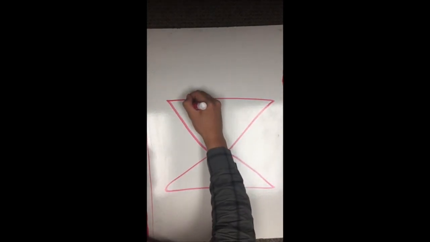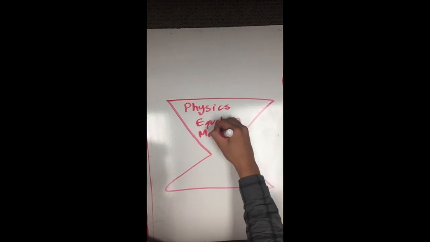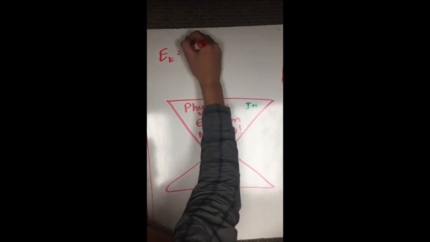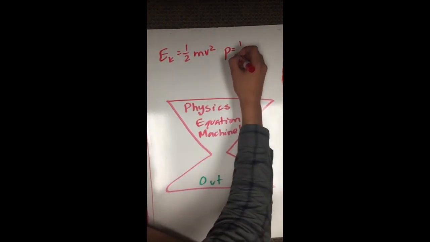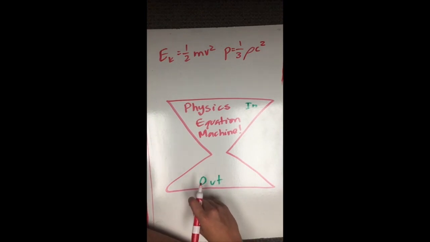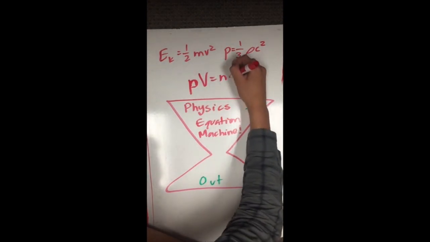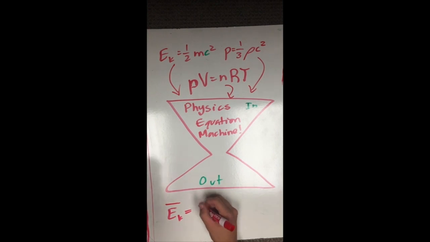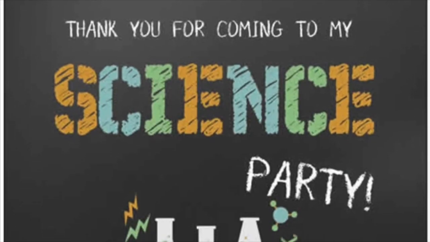Next, we take our big old physics equation machine and we throw in our 3 equations: kinetic energy, pressure, and ideal gas, while keeping C in mind. We throw all these in, and then out we get Boltzmann's equation with his constant Ek. The average kinetic energy of all these particles is equal to 3/2 Boltzmann's constant times temperature. Temperature, not time. To learn more about these, you can tune into our next video.